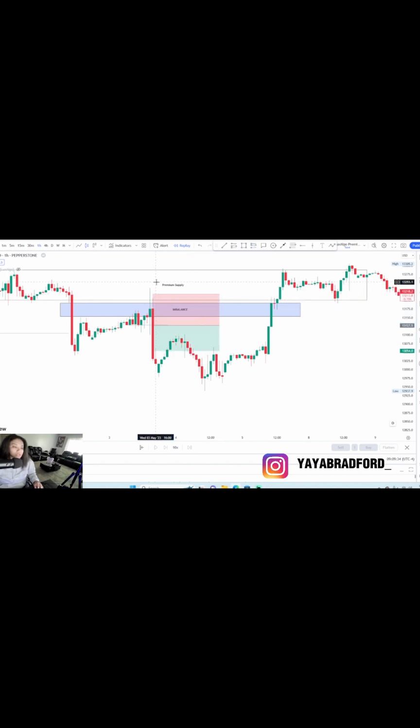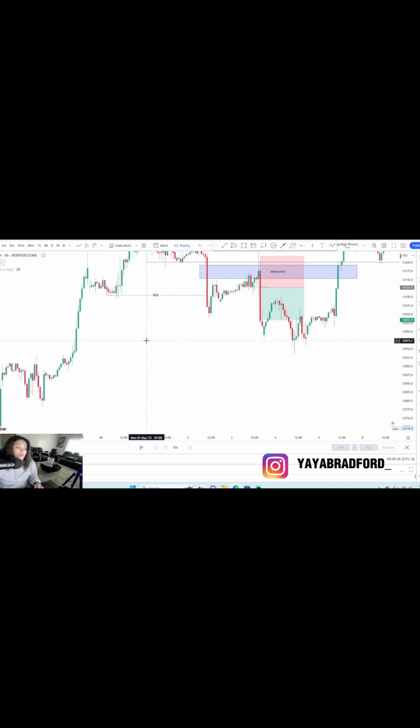Put my stops a little bit above there, and then just have my point at a 1-to-1, which would be here. And that's all you really need. Let's see if we can find one more supply setup.